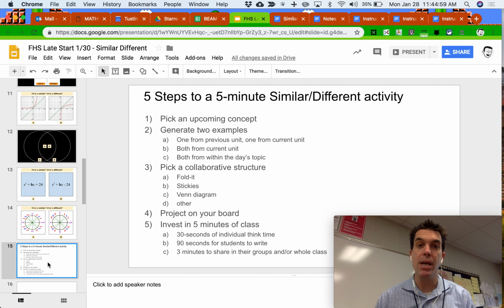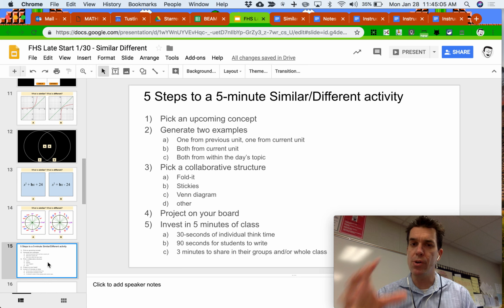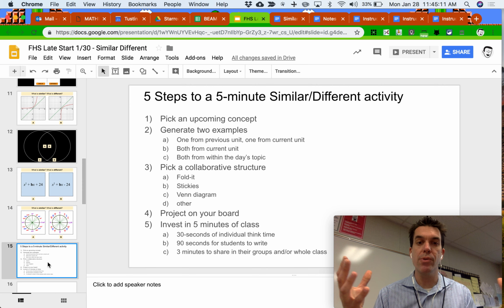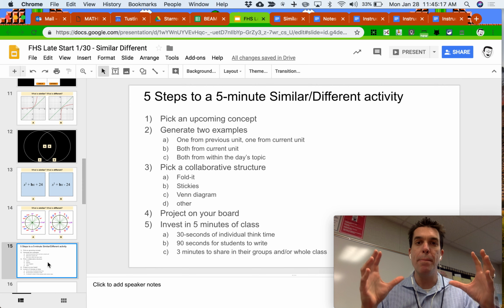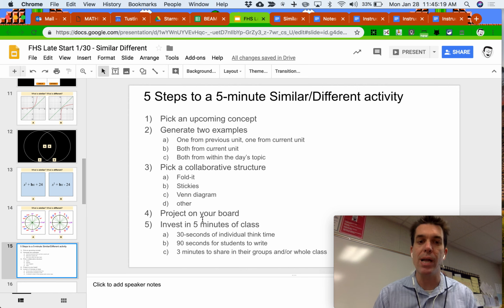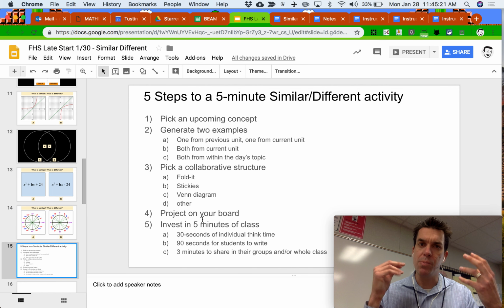So pick an upcoming concept, step number 1. Generate 2 examples is step number 2: 1 from a previous unit maybe, and 1 from your current unit, or both from within the current unit, or even both from within that day's topic. Step number 3, pick a collaborative structure to go with it: fold it, stickies, Venn diagram, or something else that you feel confident will maximize student voice in your classroom. And step number 4, of course, project it on the board.